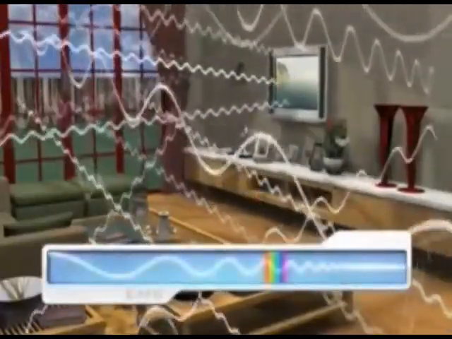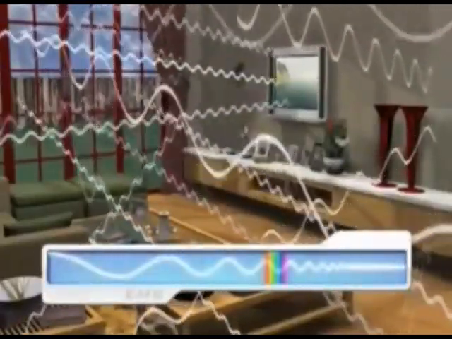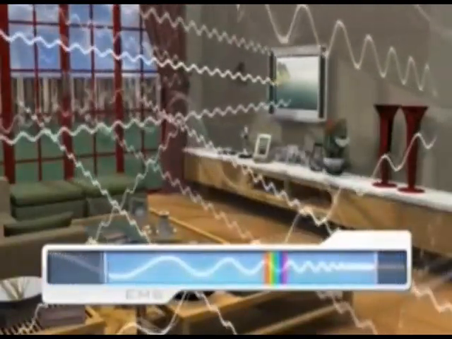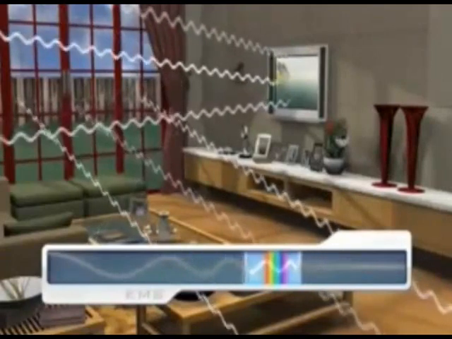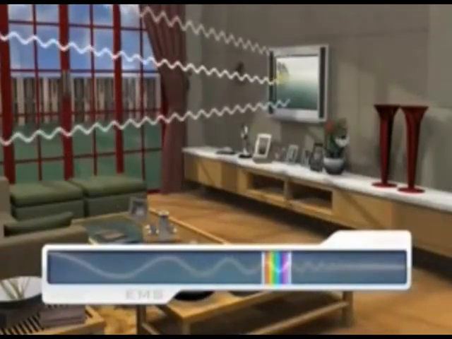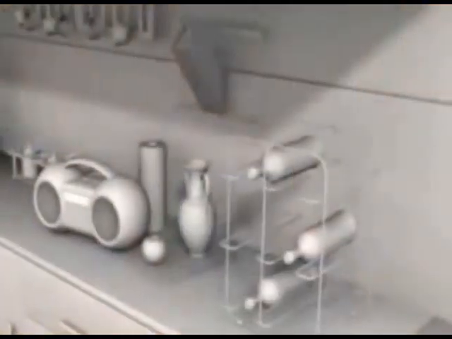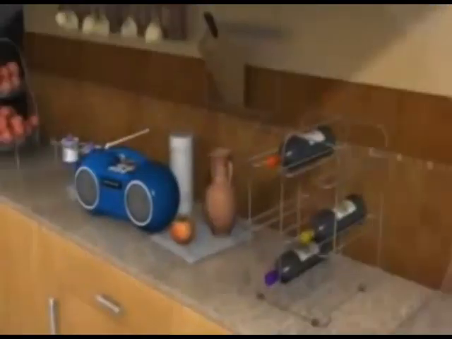Similar to tuning a radio to a specific radio station, our eyes are tuned to a specific region of the EM spectrum and can detect energy within wavelengths from 400 to 700 nanometers, the visible light region of the spectrum. Objects appear to have colors because EM waves interact with their molecules. Some wavelengths in the visible spectrum are reflected and others are absorbed.